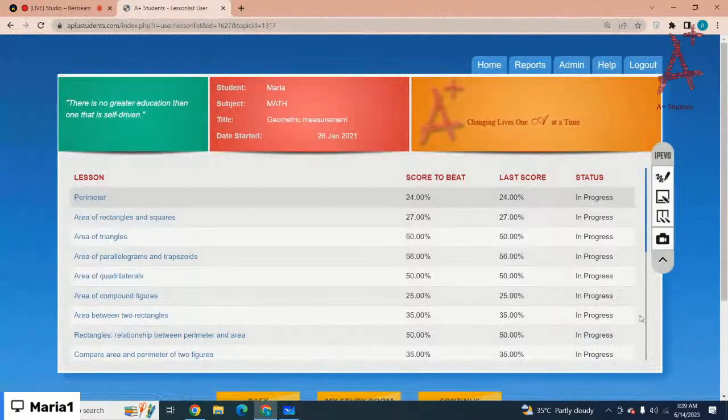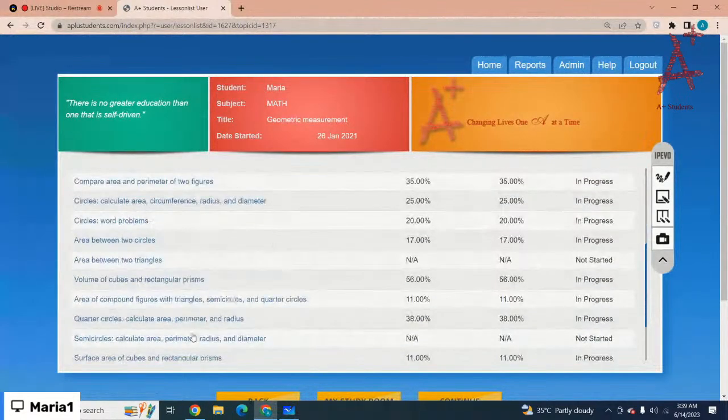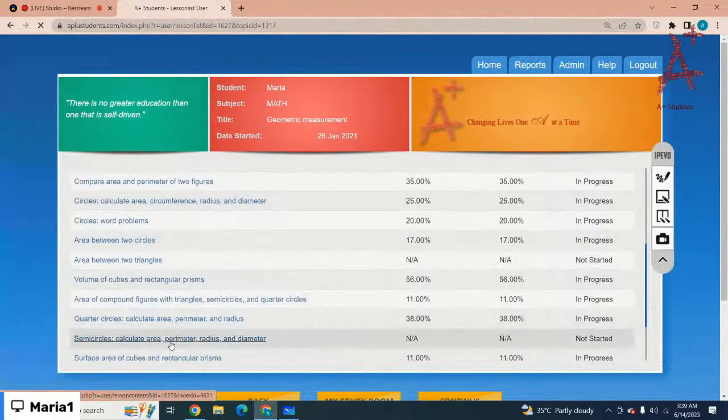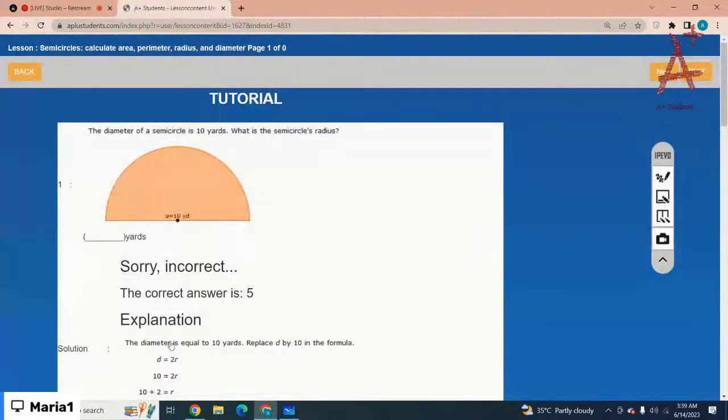And the next lesson is semicircles. Now you have to calculate the radius, area, and everything for the semicircle. Got it? Semicircle means the half circle. So the diameter of the semicircle is 10 yards. What is the semicircle's radius? Diameter is always twice the radius. So when you have to calculate the radius, you divide the diameter by 2. Diameter is 10. When you divide it by 2, it would be 5. Got it?